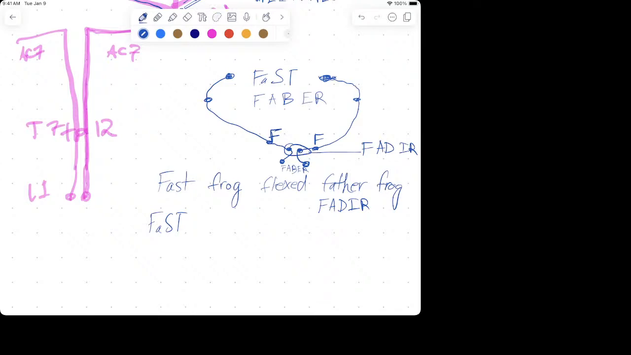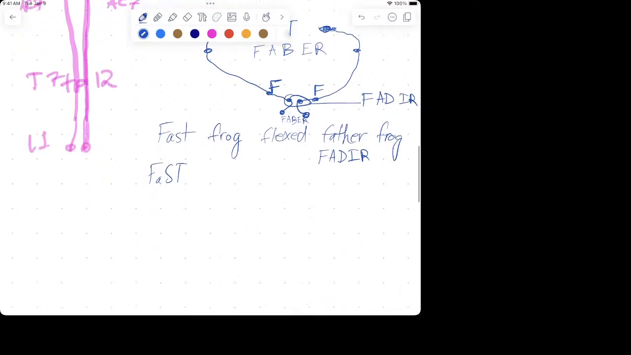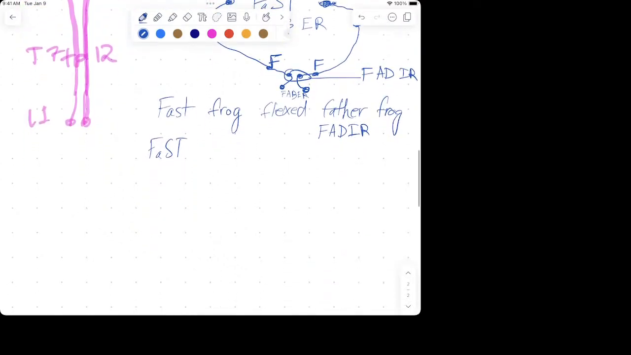So fast, flex, side bend towards. Faber, that's the frog position. Flexed, abducted, externally rotated, like you're sitting cross-legged. Fast, frog, flex, that's the third one, simply flexed. Fifth one is father, F-A-D-I-R, father. Luke, I'm your father. And then frog again, Faber. And that's the front treatments.